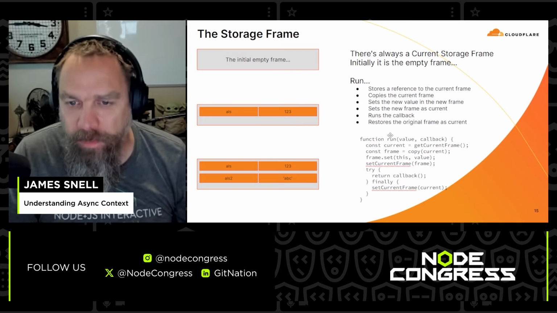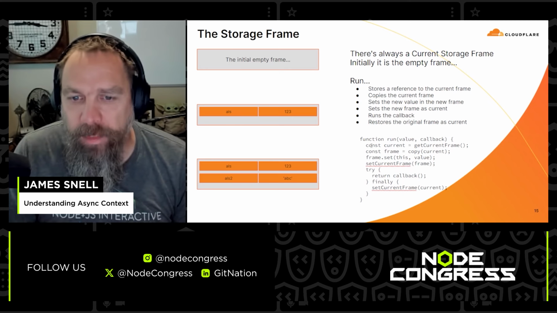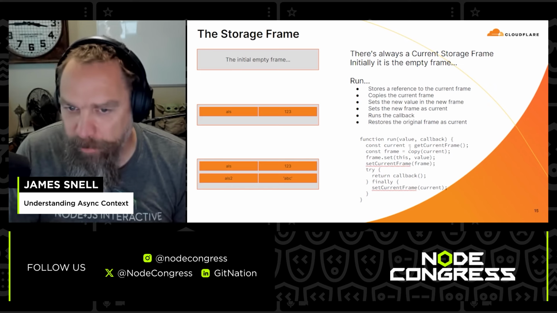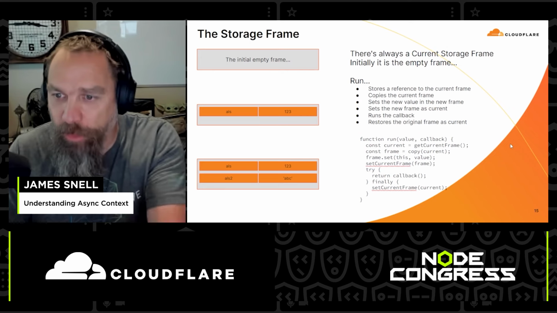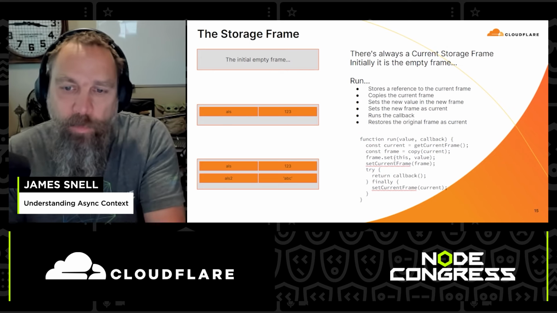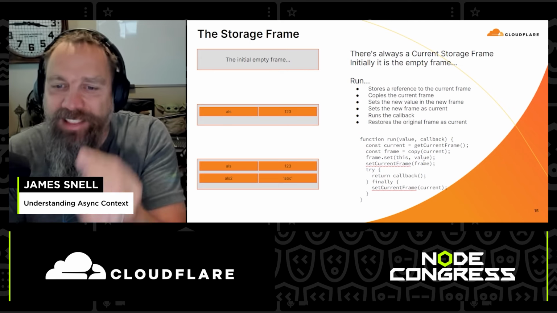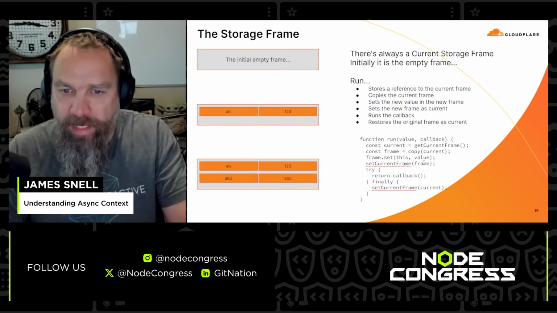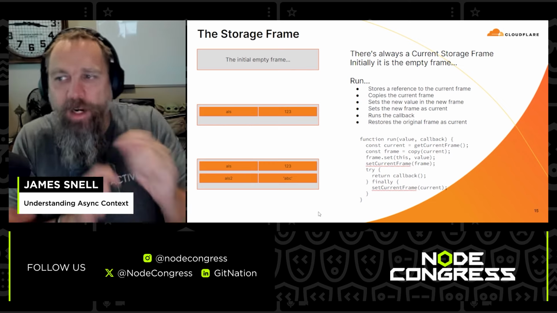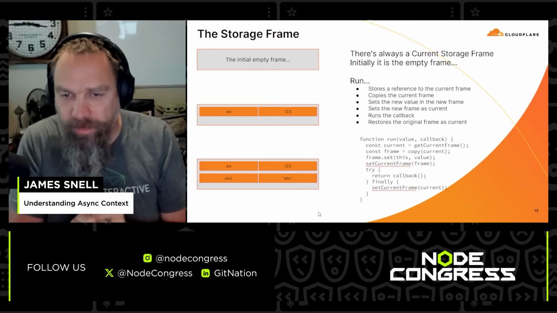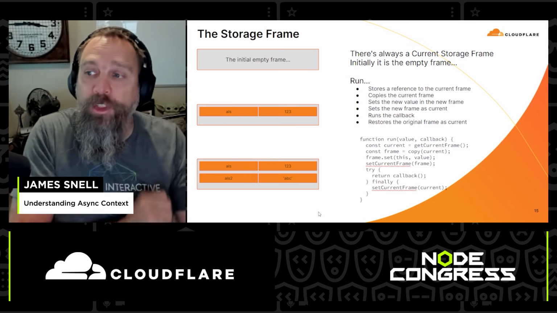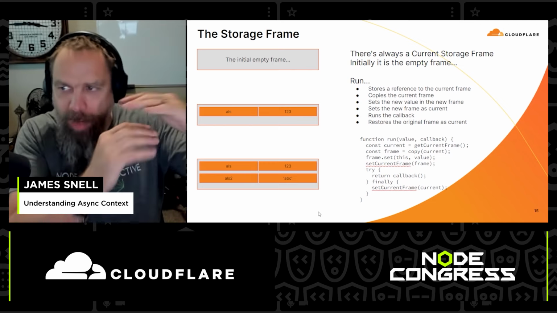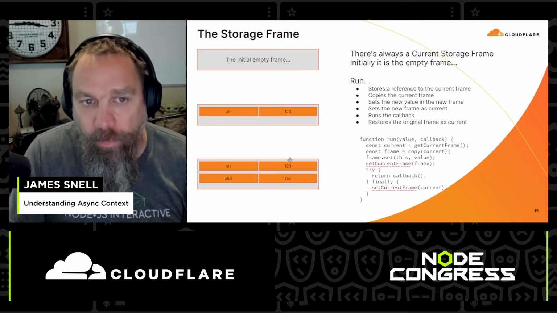Okay, so when run is called, this is the ALS run, we get the current frame. All right. Then we copy that current frame. We set that value. This, in this case, is the async local storage instance, so we're using that as the key. We set that to this value, and then we set that new frame as current. Run the callback, and notice in the finally, so whether the callback errors or not, whether it completes correctly or if there's an exception, we're still going to come back and we're going to restore the frame that was current when we started the run. Right, so we're basically just swapping these things in and out as we go through and run this code.